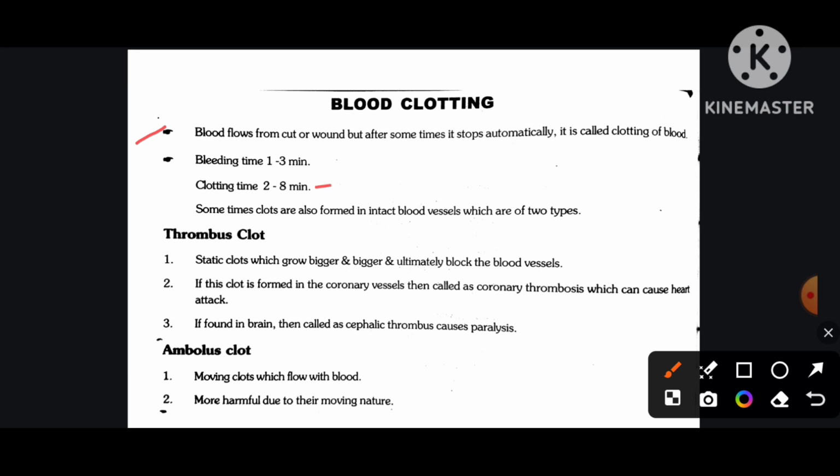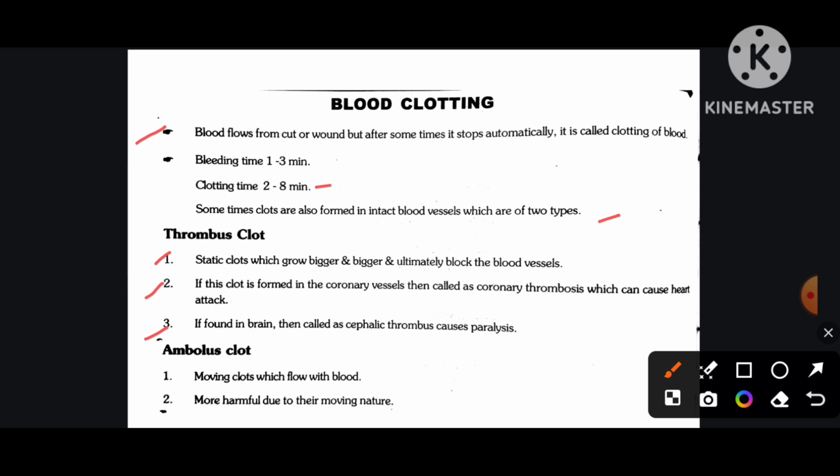Sometimes clots are also formed in intact blood vessels, which are of two types. Thrombus clot, a static clot which grows bigger and ultimately blocks the blood vessels. If this clot is formed in the coronary vessels, it is called coronary thrombosis, which can cause a heart attack. If found in the brain, it is called cerebral thrombus, which causes paralysis.